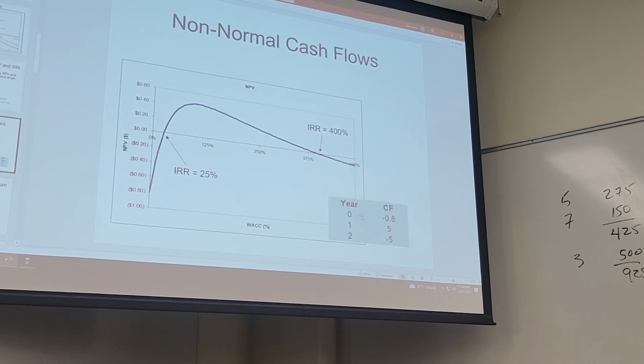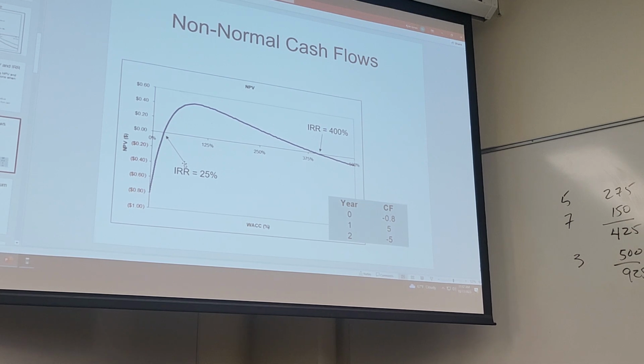Here's an interesting project. Here are the cash flows. Initially, there's an outflow, 800,000. Year 1, inflow, 5 million. Year 2, an outflow of 5 million. If I graph the NPV profile, it looks like this. You see how peculiar that thing is? It's negative. So this project is a loser at discount rates below 25%.